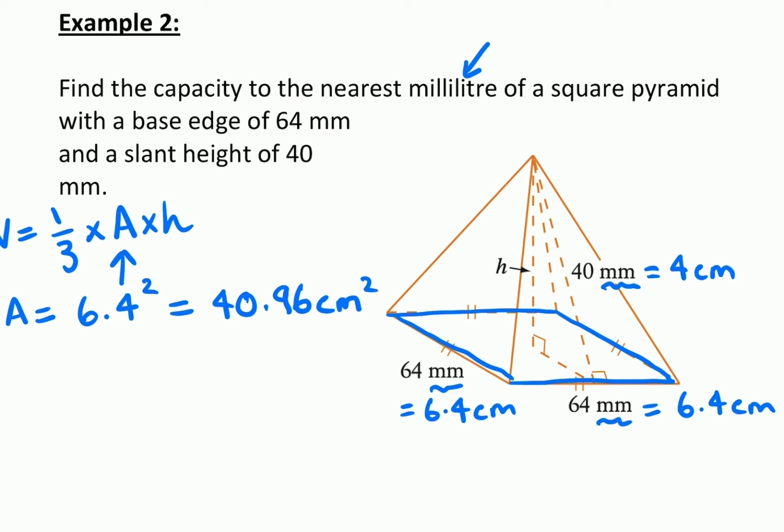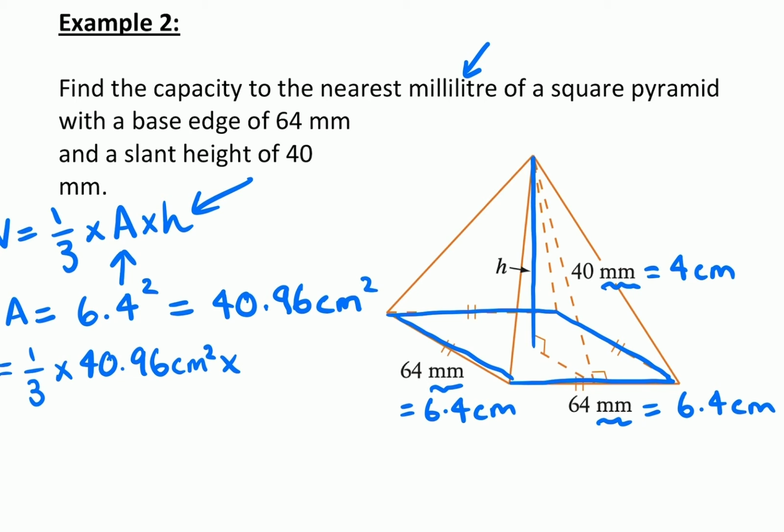And that's our value for A now, so we can plug that into our volume formula. So V equals 1/3 times A, which is now 40.96 square centimeters. May as well write the unit. Times our height. Now our height here, that's our perpendicular height of our pyramid, so from the center of the pyramid up to the top of the pyramid.